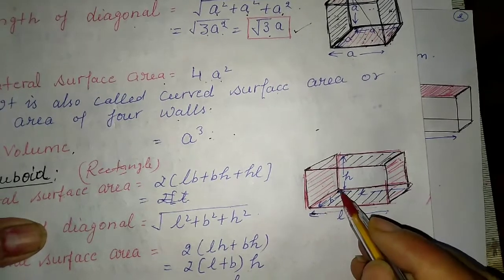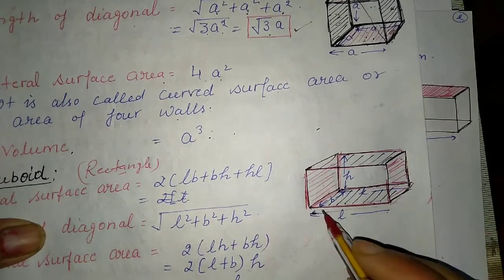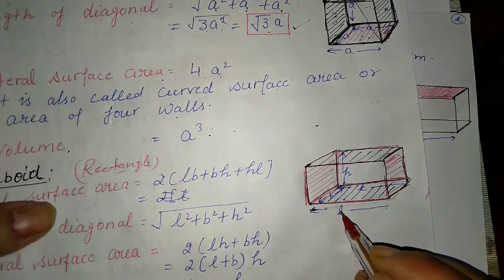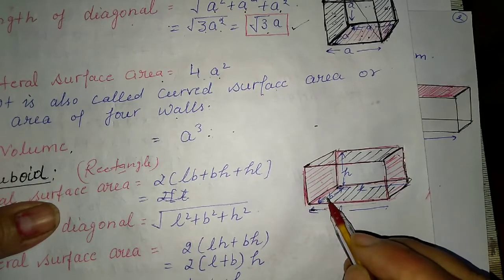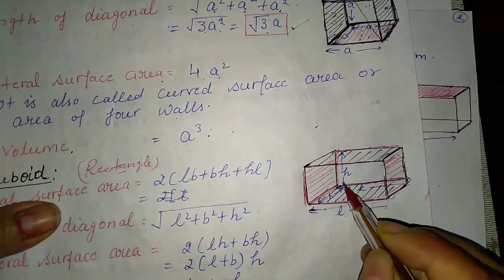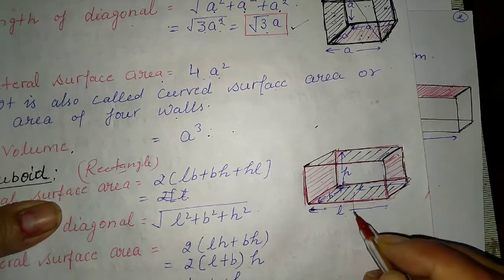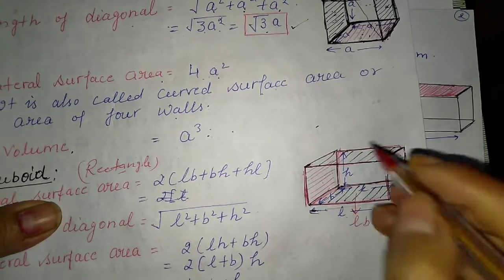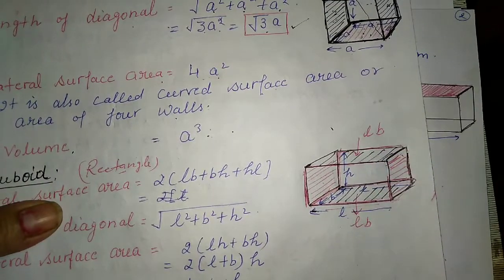So it means if we find the area of this base, the floor, 2 dimensions we are having, length and breadth, only length and breadth. So the area for this part is L into B. This one is LB, and the opposite is also LB. So there is 2 LB.